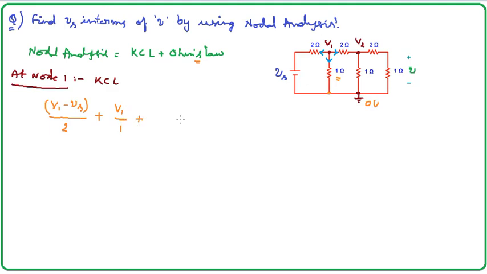Plus, what is this? V1 and this is V2. As we know, V1 is more compared to V2 as I am at node 1. So V1 minus V2 divided by the resistance, which is 2, is equal to 0.